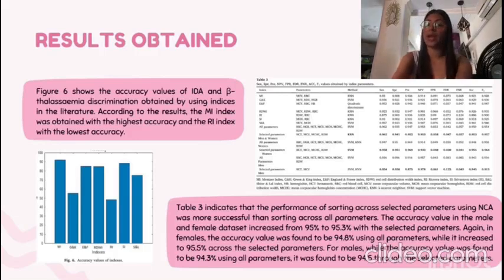The accuracy value in the male and female dataset increased from 95% to 95.3% with the selective parameters. Again, in females, the accuracy value was found to be 94.8% using all parameters, while it increased to 95.5% across the selective parameters.